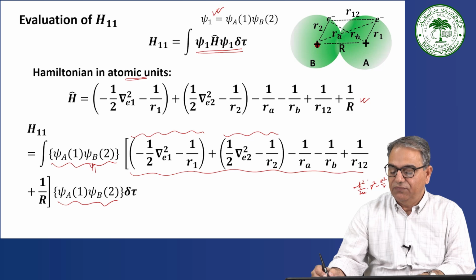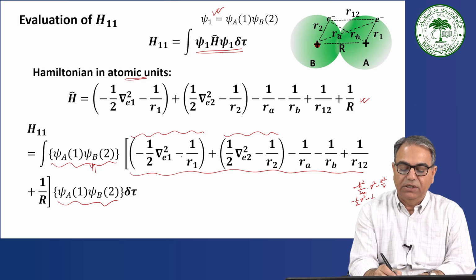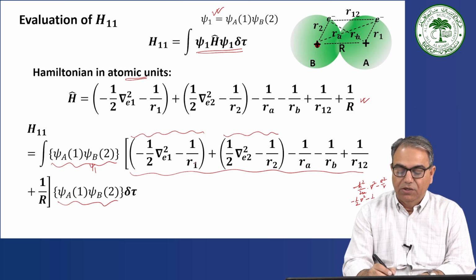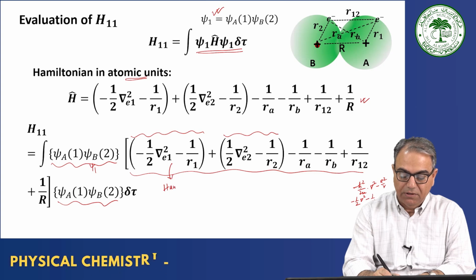If you write it in terms of atomic units, then this is what you write: minus 1 by 2 del square minus 1 by R. So this is the Hamiltonian for the hydrogen atom.